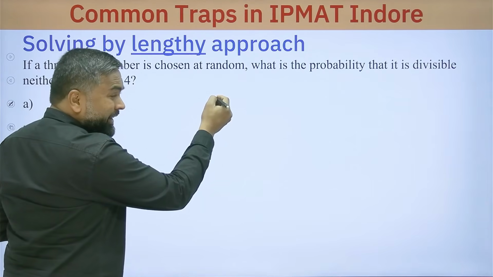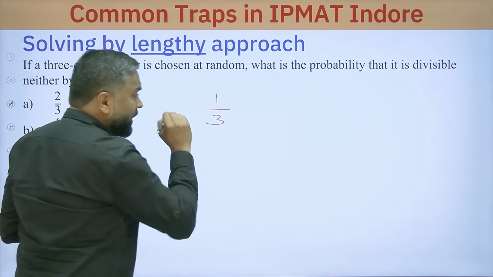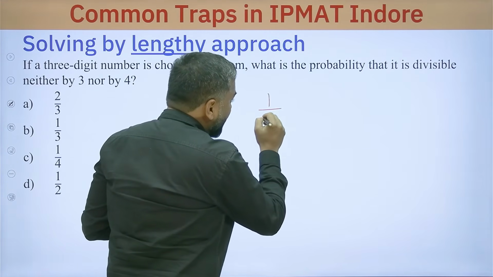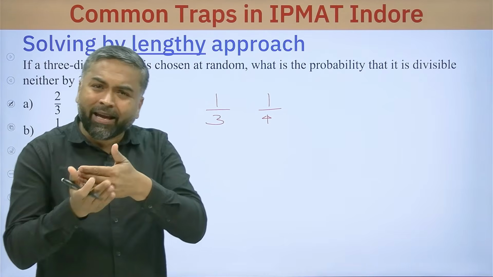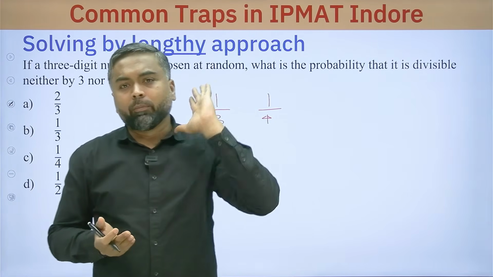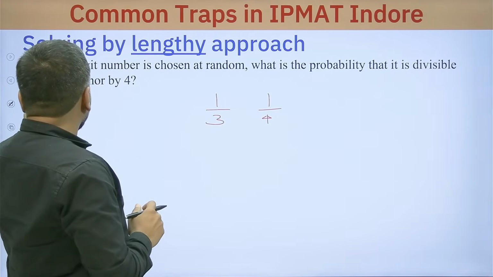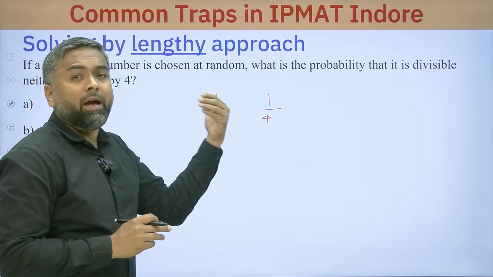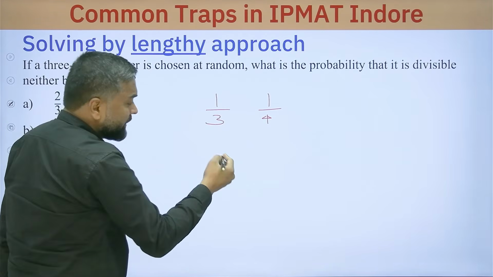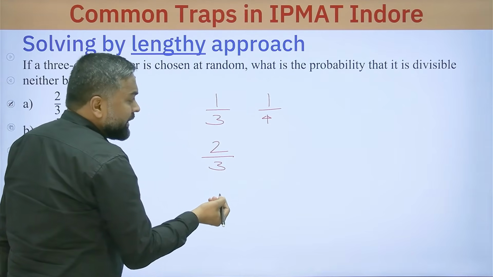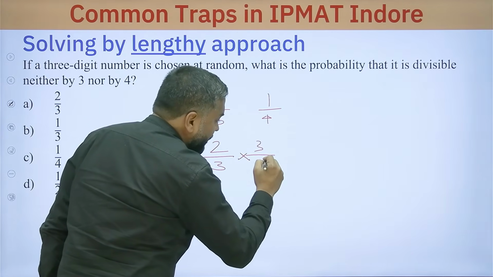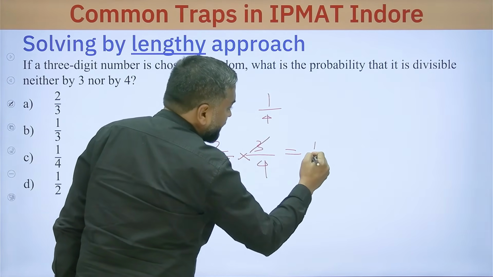Now, can I say that 1 out of every 3 numbers is divisible by 3? And 1 out of every 4 consecutive numbers is divisible by 4. You take any 3 consecutive numbers, one number will be divisible by 3. You take any 4 consecutive numbers, one number will be divisible by 4. Correct? I want it neither divisible by 3 nor by 4. So 1/3 of the numbers are divisible by 3, 2/3 of them are not divisible by 3, and if 1/4 of them are divisible by 4, then 3/4 of them are not divisible by 4. Your answer is 1 by 2.